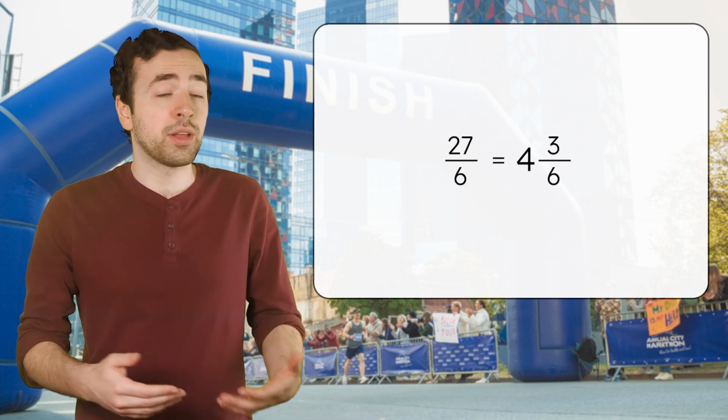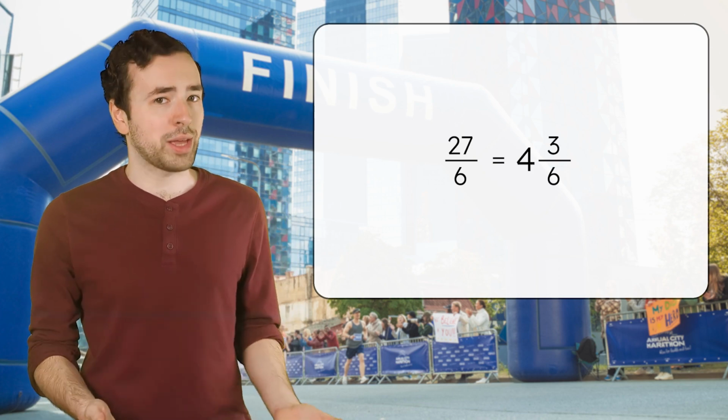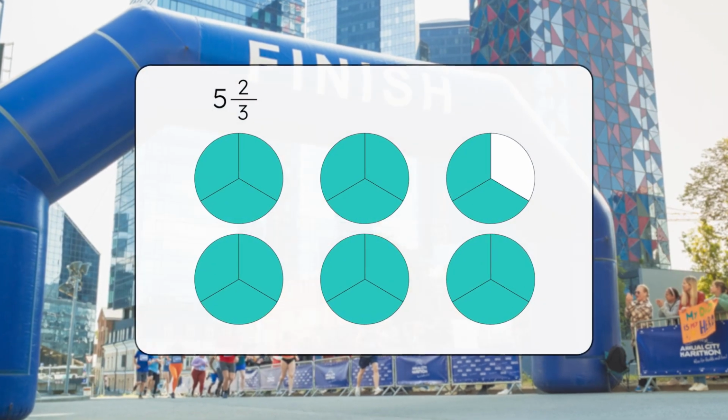27/6 and 4 3/6 represent the same value, but in different ways. We can use visual models or division to convert improper fractions to mixed numbers. Now, let's figure out how to convert mixed numbers to improper fractions. Check out this time. 5 2/3 hours.